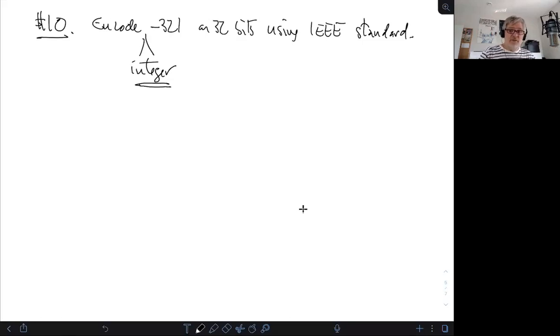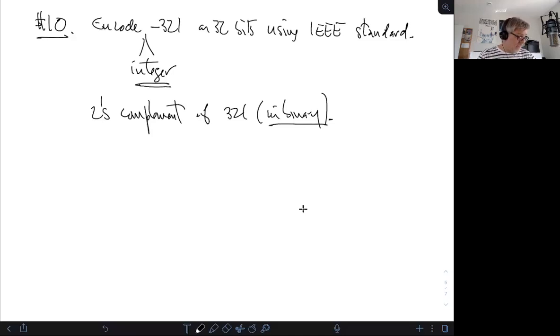So how do you do that? It's the 2's complement of 321 in binary, right? I have to write 321 in binary and compute the 2's complement on 32 bits. Remember that the 2's complement depends on the number of bits you're using. It won't be the same thing on 12 bits or 8 bits, right? So 321 in binary is the first thing I need.